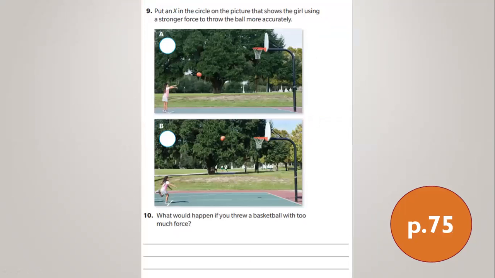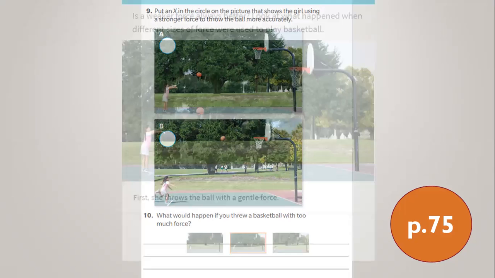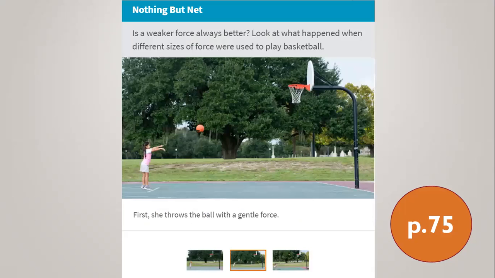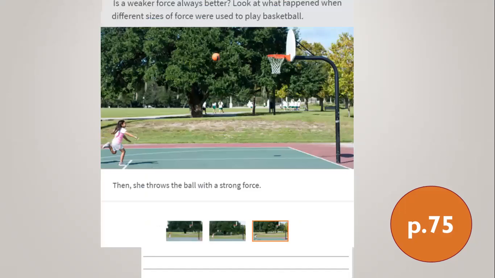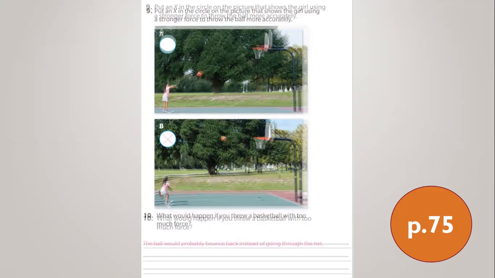Here is another strong and weak force. Put an X in the circle of the picture that shows the girl using a strong force. In which picture is the girl using a strong force to throw the ball more accurately? B. Excellent. Here she is using weak force, and here she is using a strong force. Which one is better? It's the strong force.